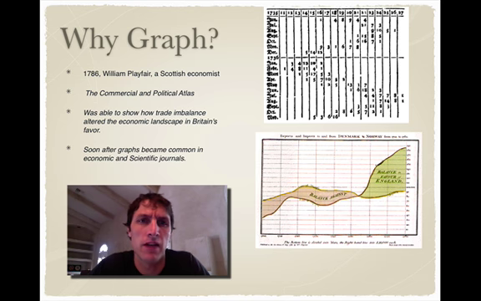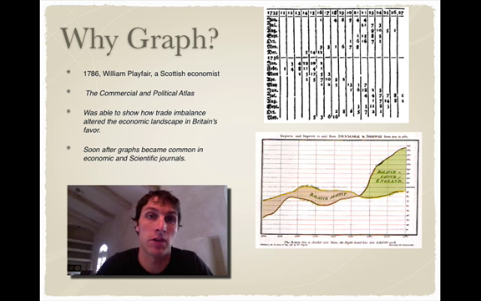Okay, and so how this all came about is really in 1886, this guy William Playfair, who was a Scottish economist, he wrote a paper called the Commercial and Political Atlas. And what he was able to do with some graphs is show how the trade imbalance altered the economic landscape in Britain's favor at the time. And so if you look at the graph down here, you can see where Britain really kind of surpassed Denmark and Norway as kind of the economic leader of Europe at the time, which had huge consequences politically and economically. So after this, really economic and science journals started using graphs much more often, and that's a trend that's continued today.